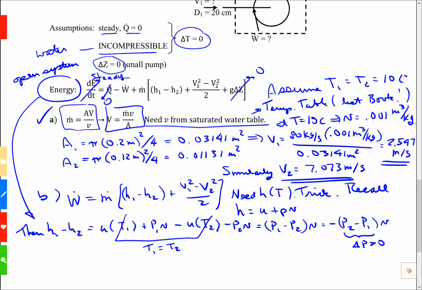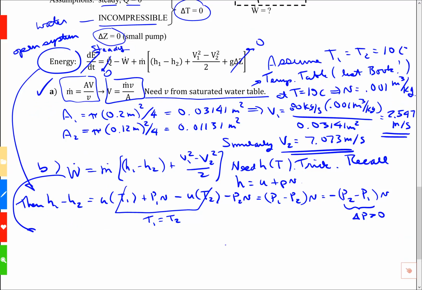Okay, now that we've got that sorted, we know the velocities from part A, so let's take this equation down here, and say that the work rate is going to be, let's put some numbers in, 80 kilograms per second for the mass flow rate. Now my enthalpy I'm going to get from minus delta P times v. So I've got minus, my delta P we're told is 2 million pascals, newtons per meter squared, multiplied by the specific volume, 0.001 meters cubed per kilogram.